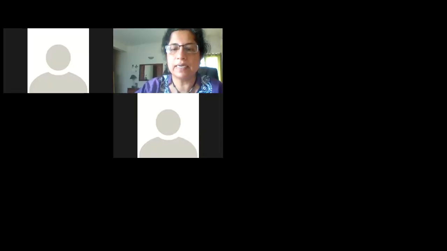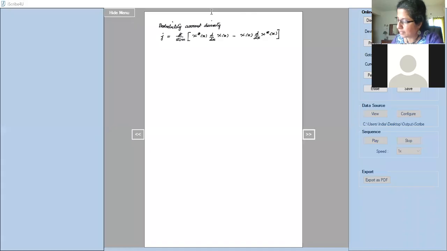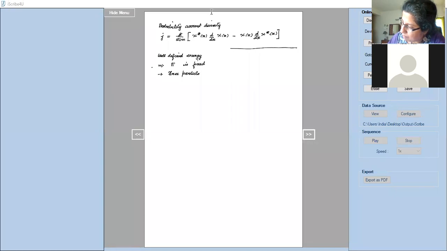Let me stop the share for one instant and get to my iScribe. So now, this solution you've kind of seen, right? When I say well-defined energy, what does it essentially mean? It means that your E value is fixed. Additionally, we have to take the fact that this is a free particle, and free particle means the entire energy is kinetic.